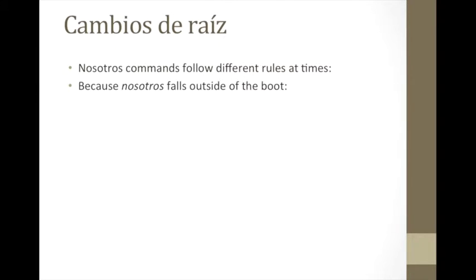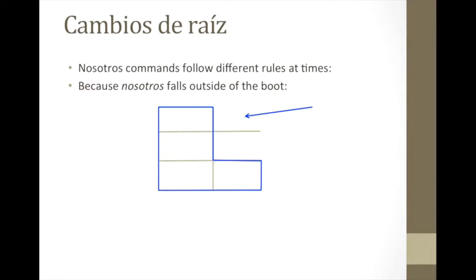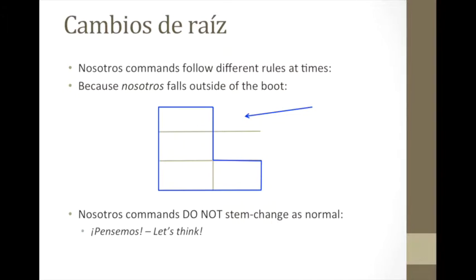Nosotros commands will follow different rules at times, because nosotros falls outside of the boot, so stem changes do not occur as normal. So for example, pensar, which means "to think," usually goes pienso, piensas, piensa, where it has the E to IE stem change. However, in the nosotros form, it would not have that stem change. So you don't need to do P-I-E-N, just P-E-N, as in pensemos. We're still flipping the ending, but we're not doing the stem change. So pensemos means "let's think." Juguemos means "let's play." The stem change U to UE, as in juego in the yo form, does not occur in the nosotros because it falls outside of the boot.